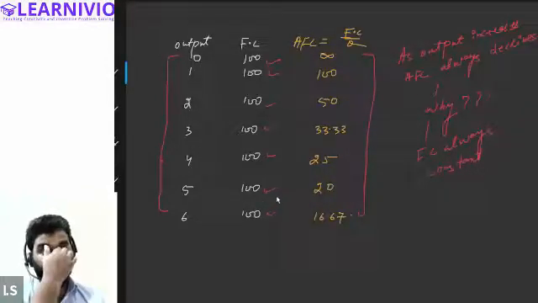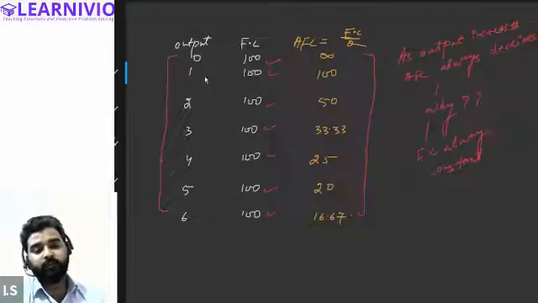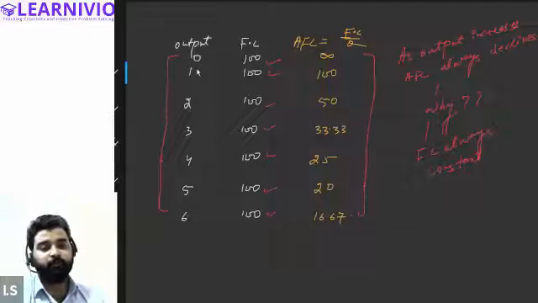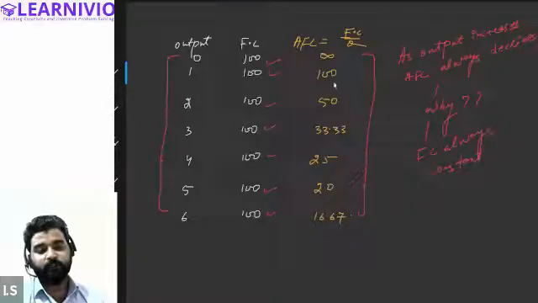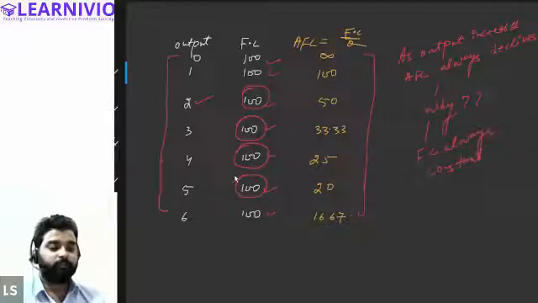And in order to calculate the AFC, what we are actually doing is dividing this 100 by the output, and every time output is increasing. That means we will be dividing the fixed cost every time with a larger output. So 100 divided by 1, we will get 100. But when 100 is divided by 2, we will get a lesser value, because we are dividing the same value by different quantities, and every time quantity is increasing, therefore average fixed cost will decrease.